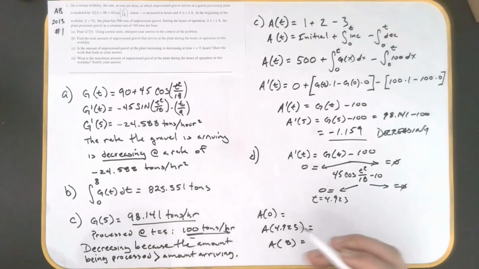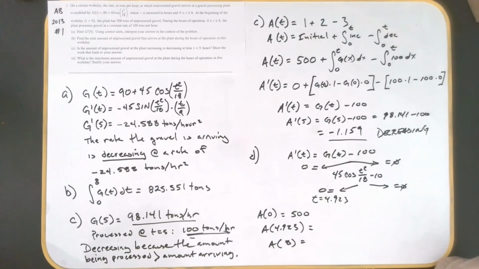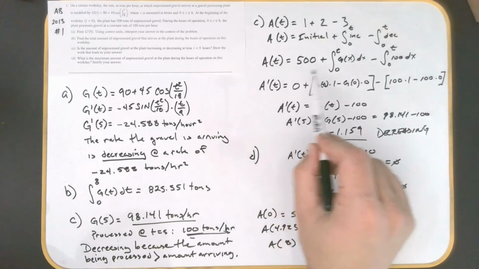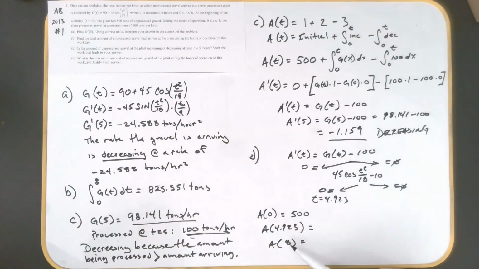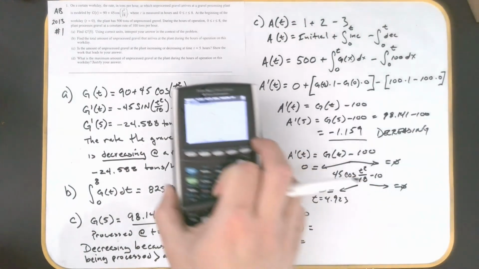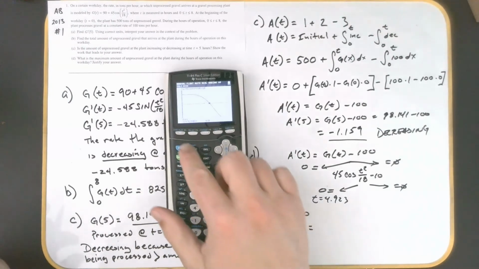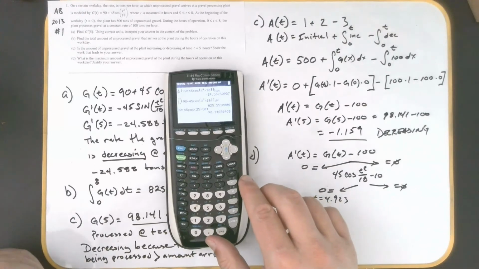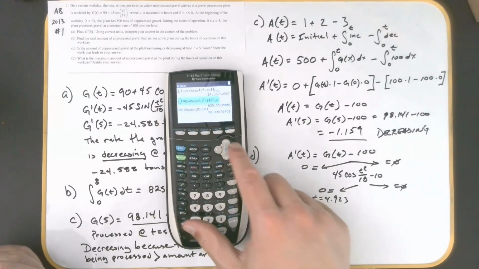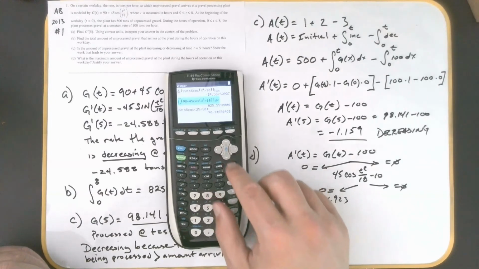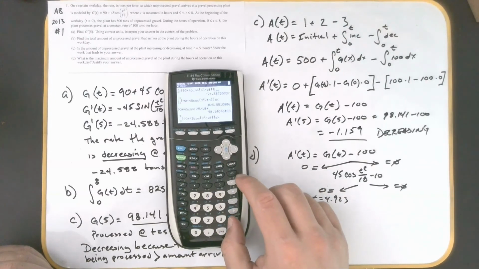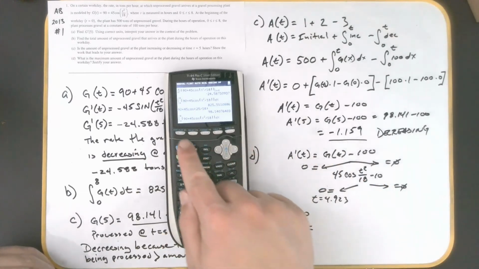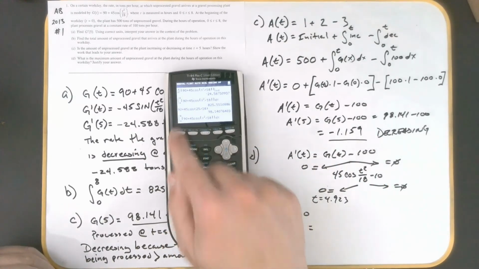So on this one, because we only have three values to check, the beginning of the day, we already know it says at the beginning of the day there's 500 tons of gravel at the plant. Now to figure out, back up here, we need to figure out how much is at the plant when t is 4.923, and also compare how much is there at 8. So I'm going to quit out of here, go up here, hit enter, and recopy that so I can edit it. I'm going to do this one first because I already have 0 to 8 up there.